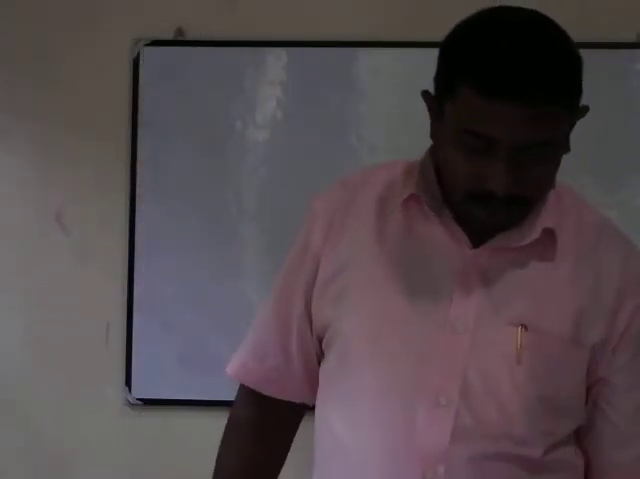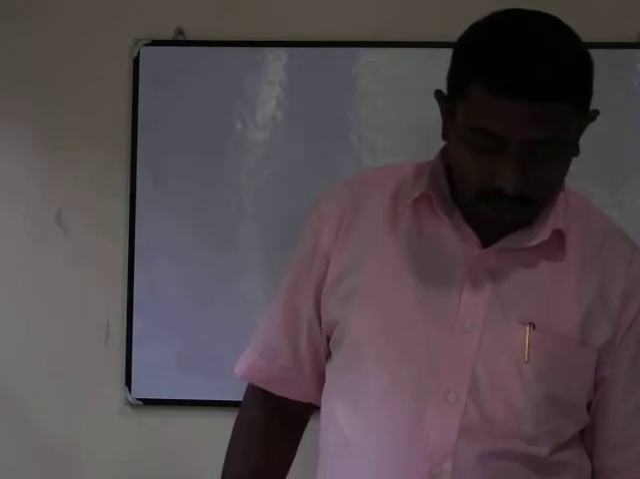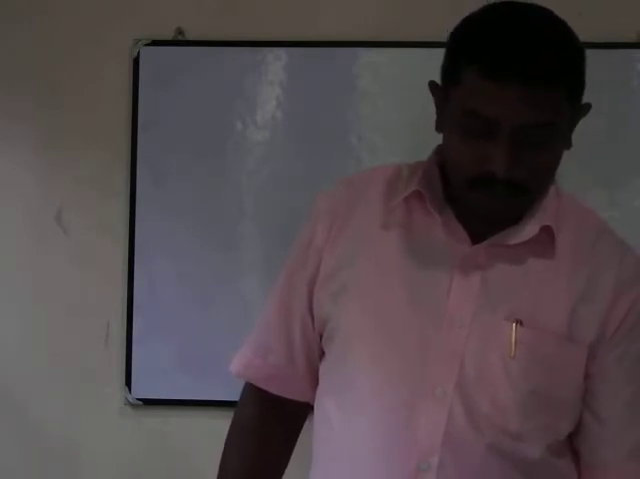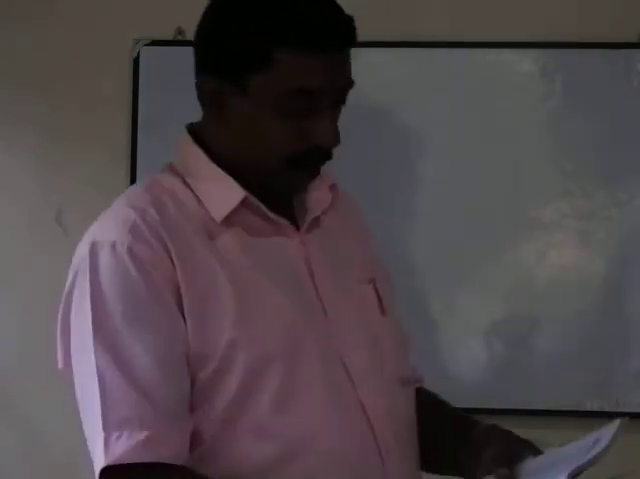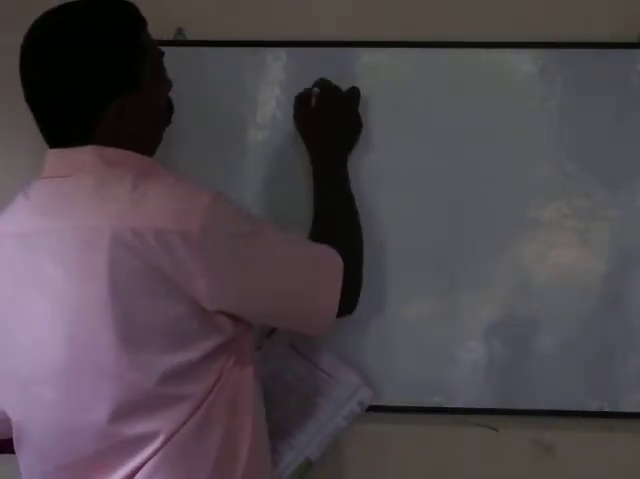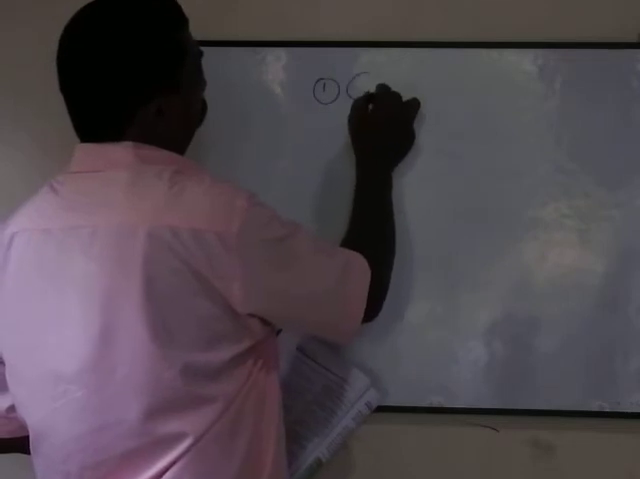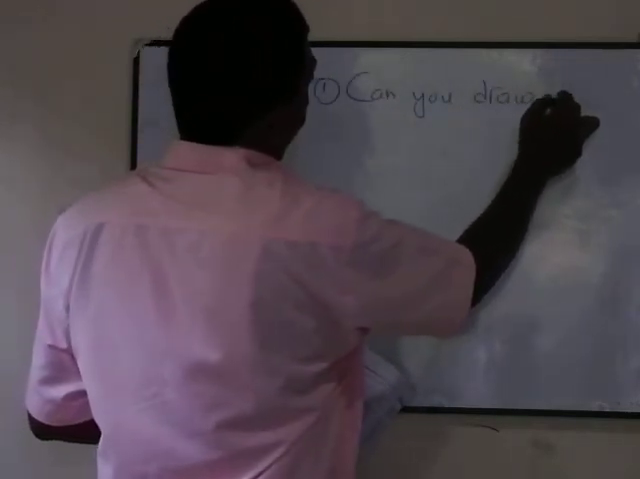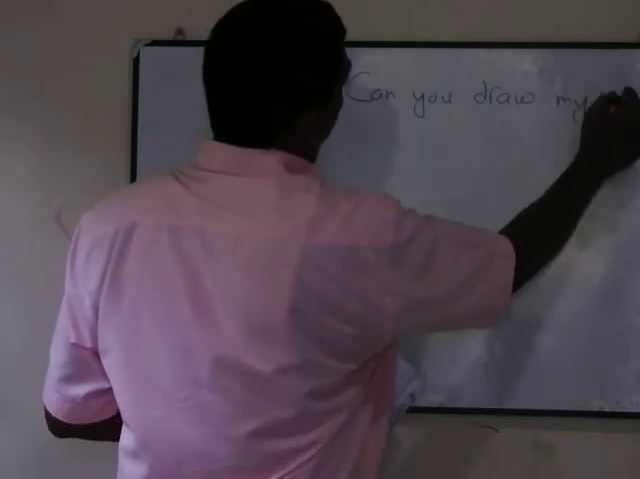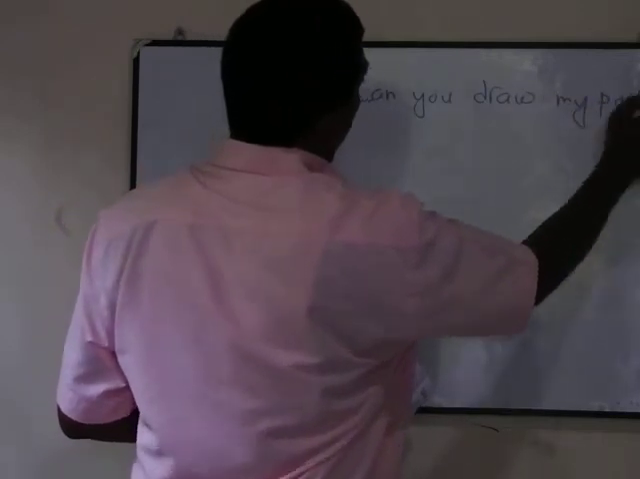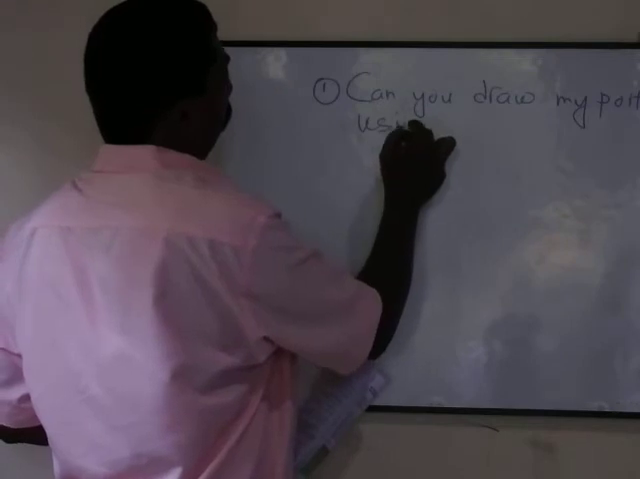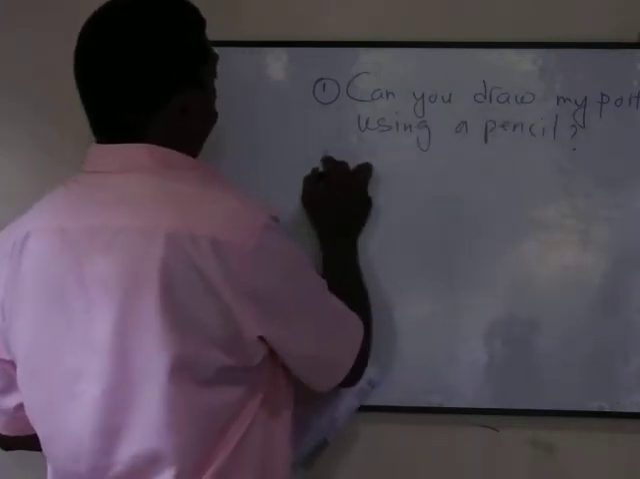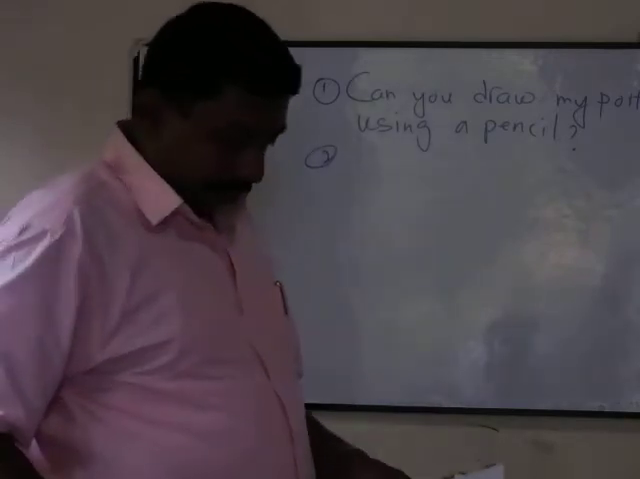Write two sentences using the word draw as a verb and a noun. One, you can say, can you draw my portrait using a pencil? We ask a question.